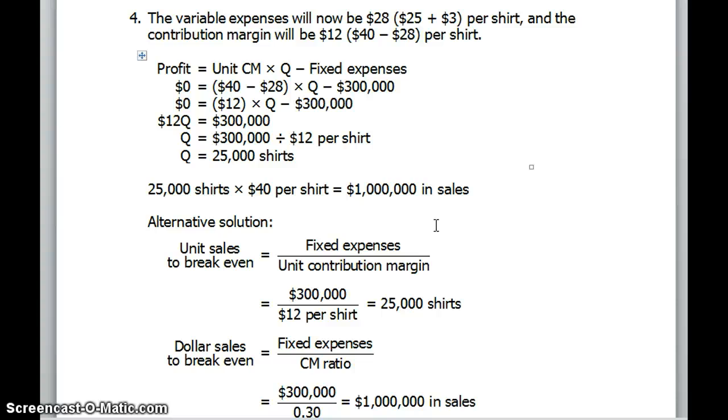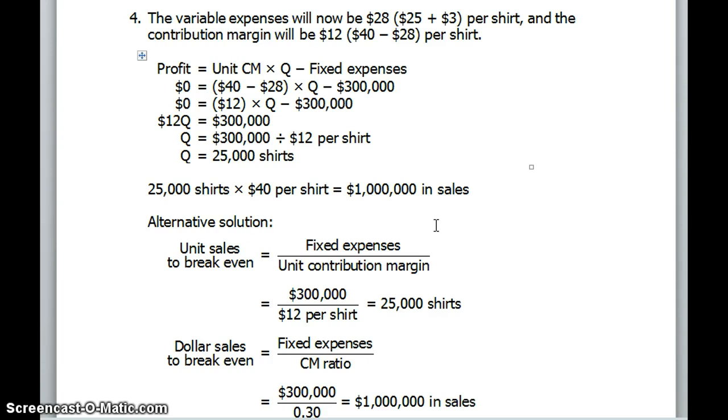With a new incentive commission of $3 per shirt, presently, or in the original information, contribution margin per shirt was $15. The $40 selling price less the $25 variable cost. This additional incentive commission to the manager of $3 per shirt will increase variable cost by $3, or raise them to $28 per shirt, and that subsequently reduces the contribution margin per shirt to $12 per shirt.